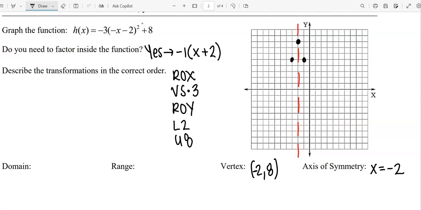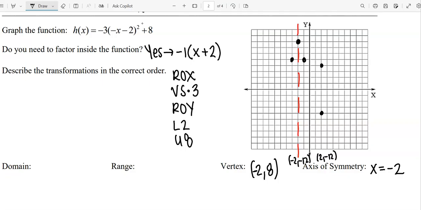That way I don't have to worry about transforming -1, 1, and now I can go to 2, 4. So if I go to 2, 4, reflection over the x will put me at 2, -4. Vertical stretch by 3 puts me where? 2, -12. If I do a reflection over the y, where does that put me? -2, -12, because you're going to make the x value negative.